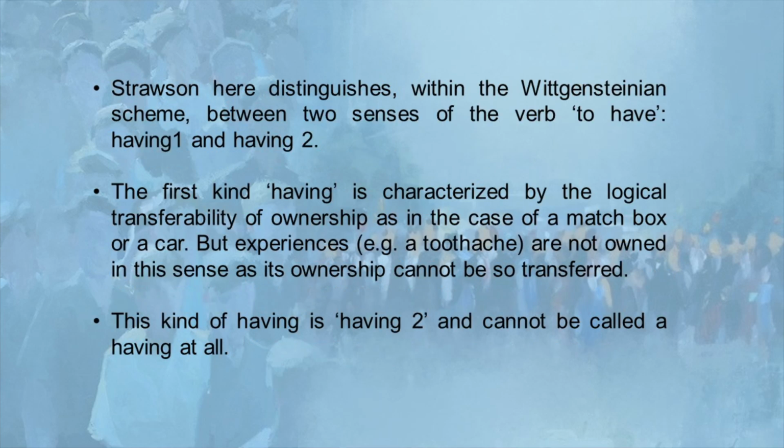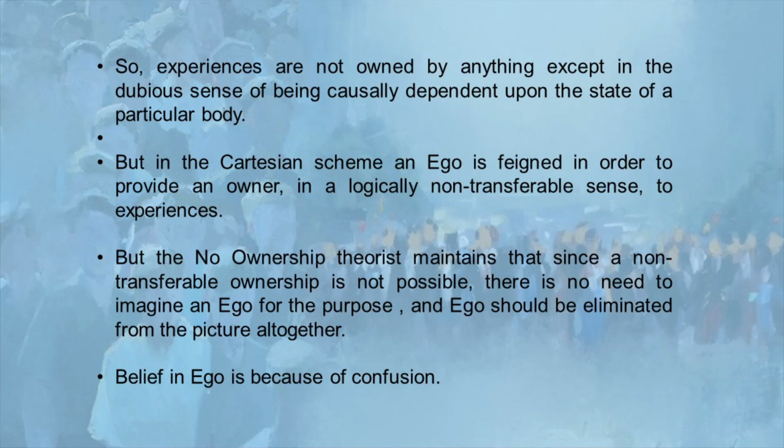Strawson here distinguishes within the Wittgenstein scheme between two senses of the verb to have, having one and having two. The first kind of having is characterized by the logical transferability of ownership, as in the case of a matchbox or a car. But experiences, for example a toothache, are not owned in the sense that their ownership cannot be transferred. This kind of having is having two and cannot be called a having at all.